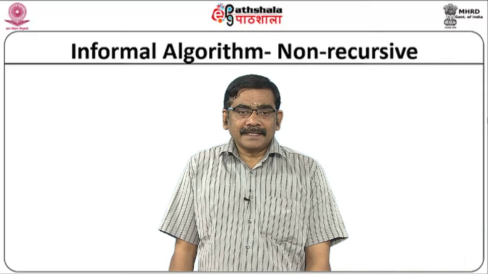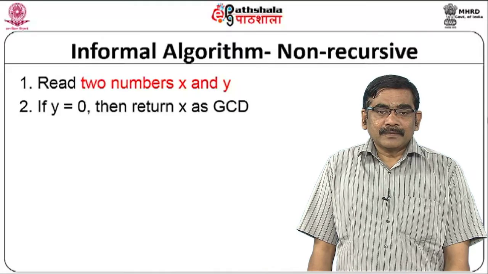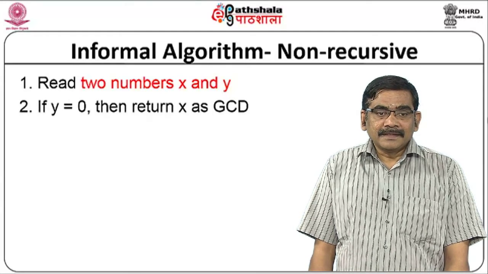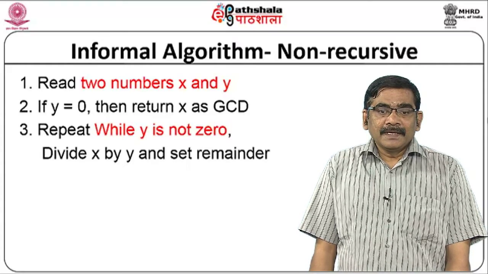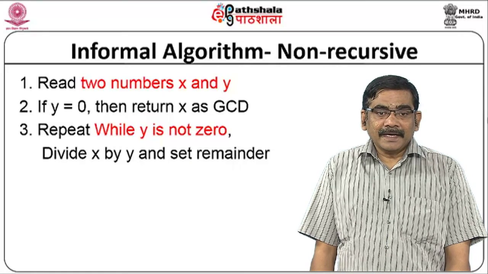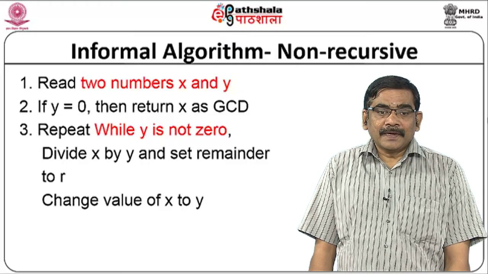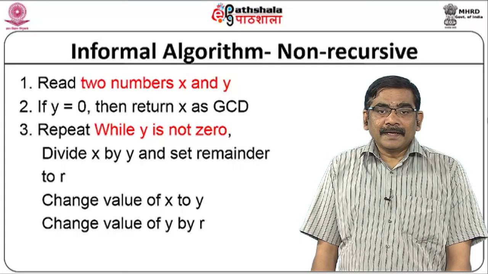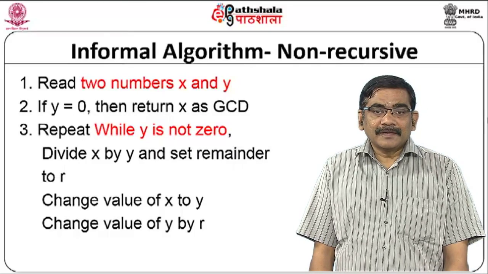So, let us state the informal algorithm. Read two numbers x and y. If y is 0, then return x as the GCD. Repeat while y is not 0: divide x by y, set the remainder to r, change the value of x to y and change the value of y to r. This is going to be the non-recursive way of solving the problem.